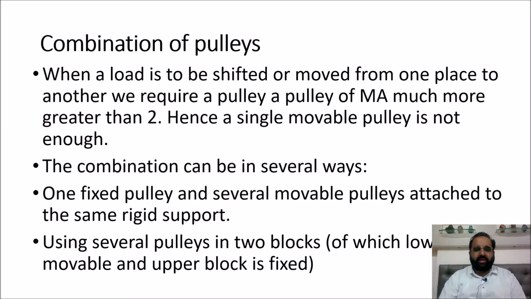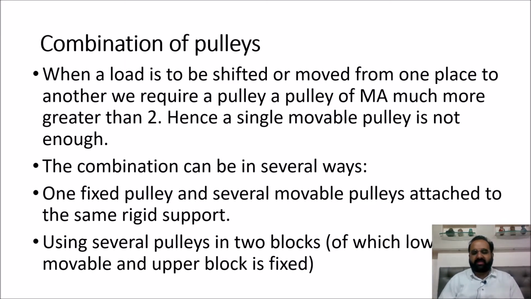Okay. Now, actually, this particular part, combination of pulleys, is not there as a part of the syllabus, but still we would be covering this because here the combination means we would be taking one single fixed pulley and there will be multiple movable pulleys arranged in two manners. Okay. So first of all, let us understand, see this, when the load is to be shifted or moved from one place to another, we require a pulley having an MA of greater than the value of MA as 2.